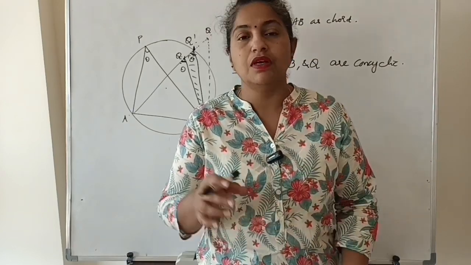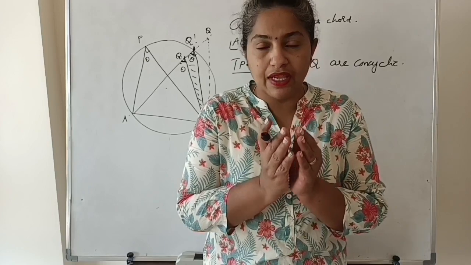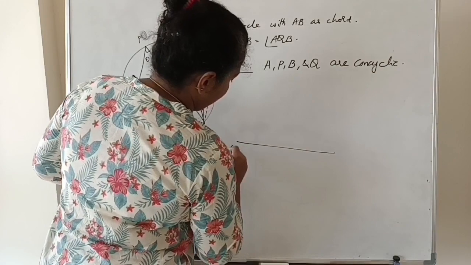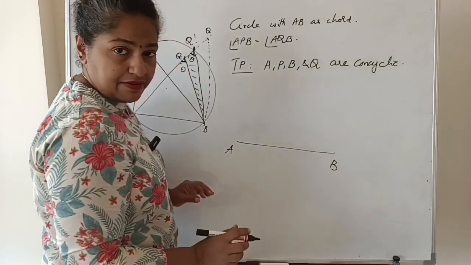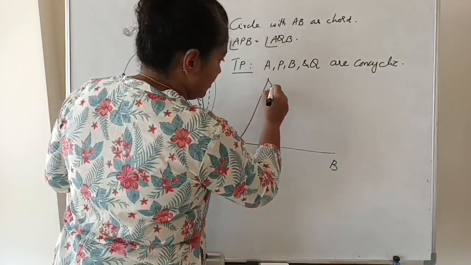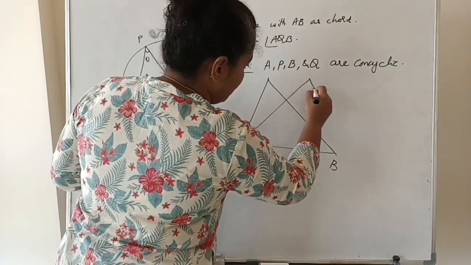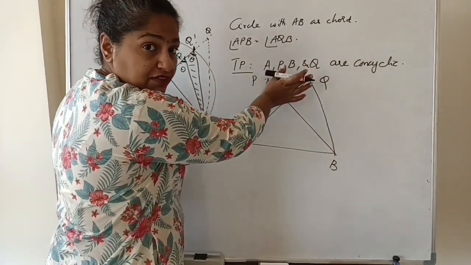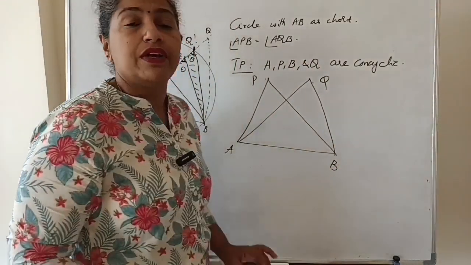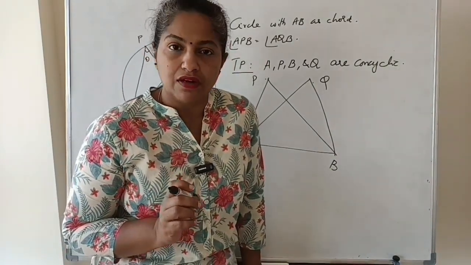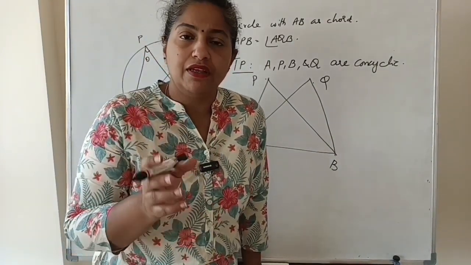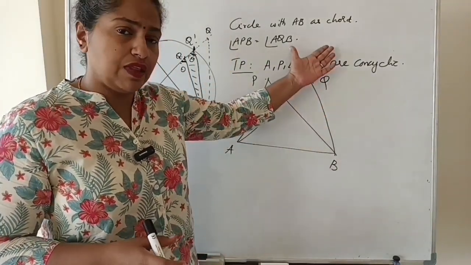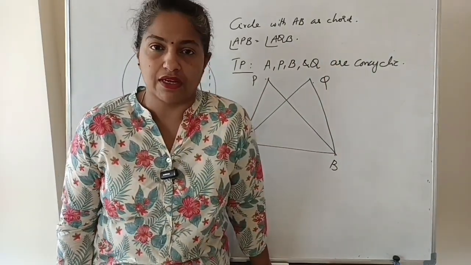Now let me state the theorem. Our theorem states that if a line segment joining 2 points subtends equal angles at 2 other points lying on the same side of the line segment, then these 4 points are concyclic, or they lie on a circle. Okay, I'll repeat again. If a line segment joining 2 points subtends equal angles at 2 other points on the same side of the line segment, then those 4 points are concyclic.